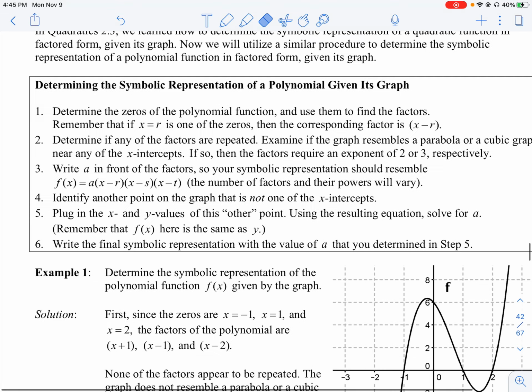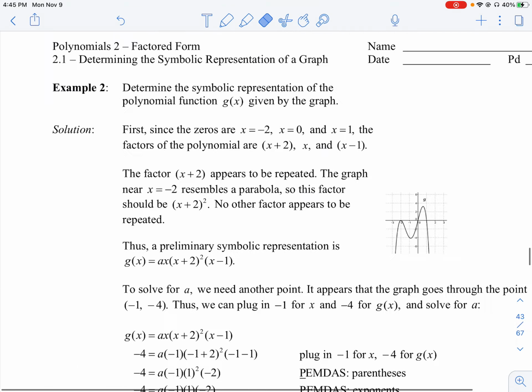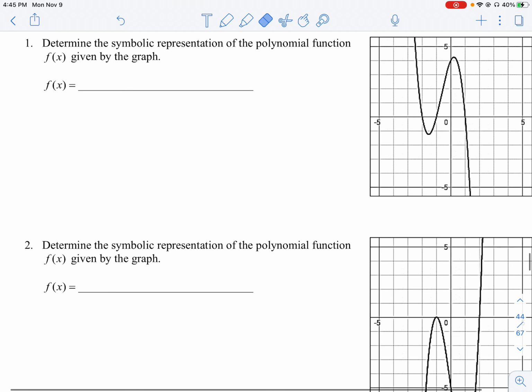Okay, so let's start. You can, of course, take a picture of these instructions here and then make notes, highlight stuff that you feel is important for you to remember. Okay, let us start. We have here: determine the symbolic representation of a polynomial function given by the graph. We have a graph here, and the first thing that you always do is identify your x-intercepts. So that is my x-intercept.